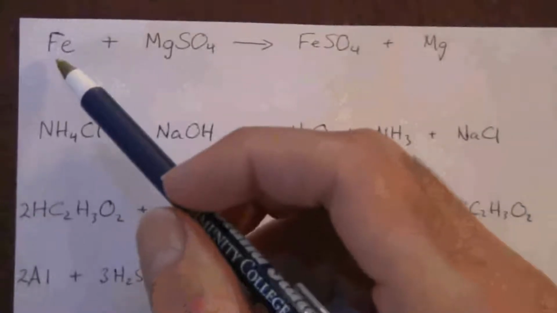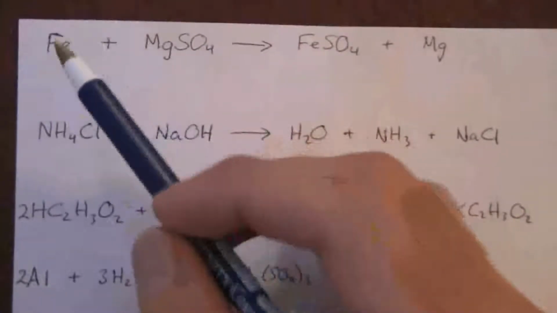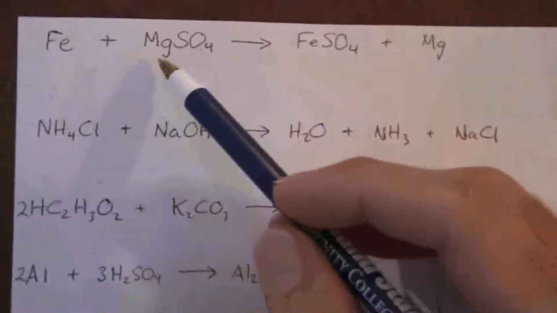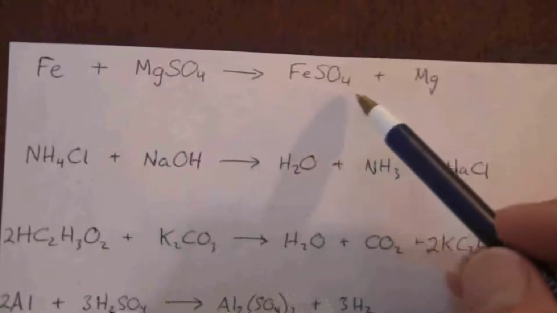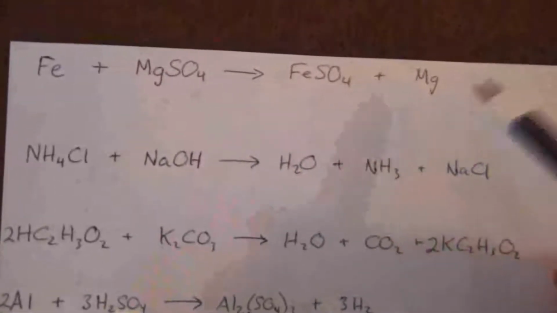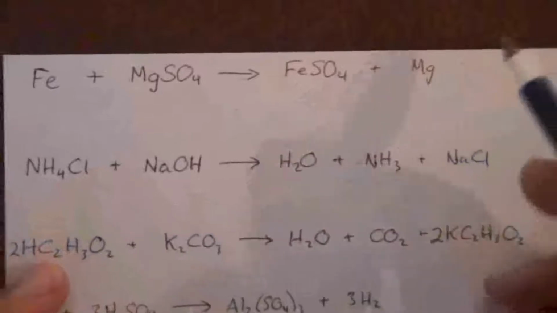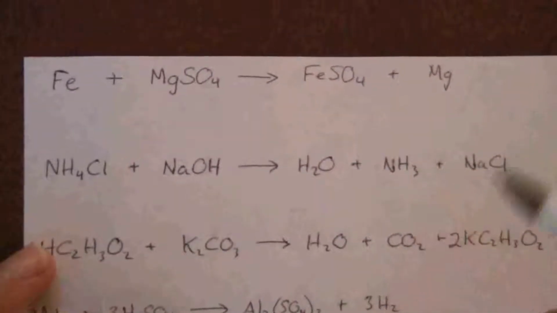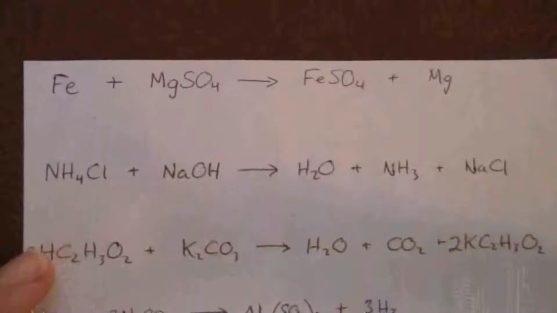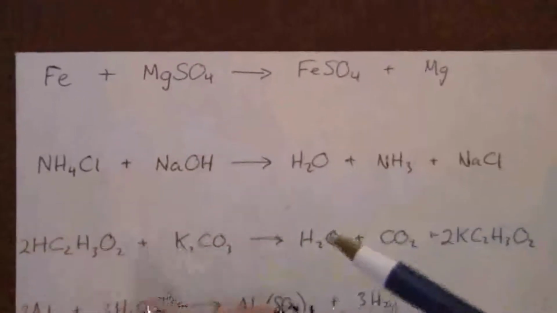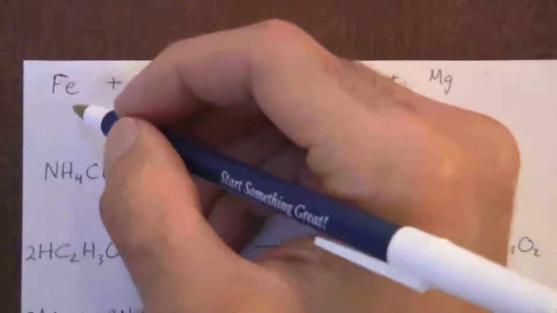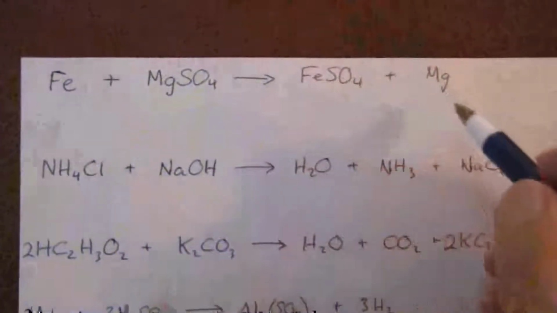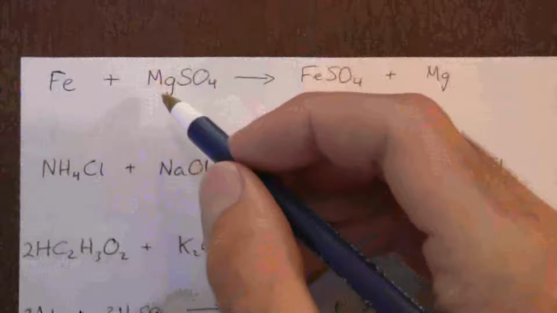We have iron metal, all by itself, no charge, so that's the metal, plus magnesium sulfate to produce iron 2 sulfate plus magnesium, the magnesium metal. So the first thing we do, we say, is this a redox reaction? And the answer is clearly yes. We know that because we see this iron in its elemental form and then in a compound. The magnesium in an elemental form and in a compound.